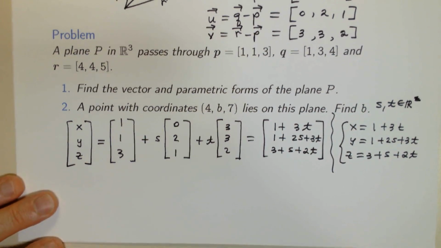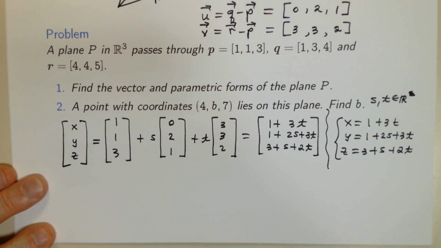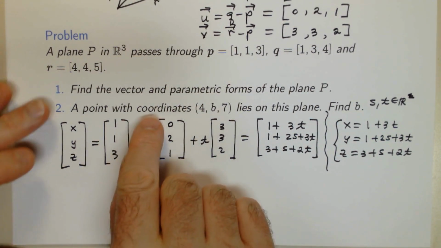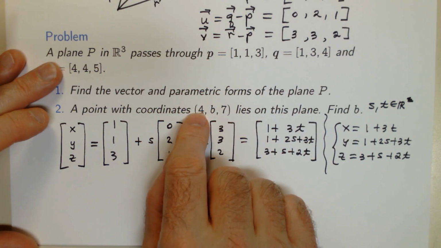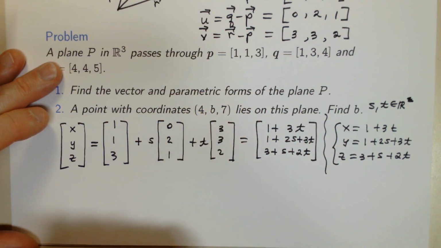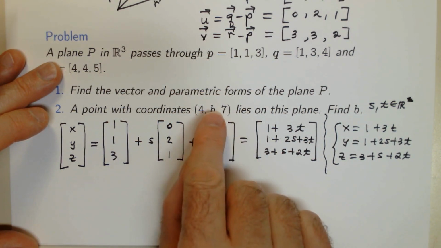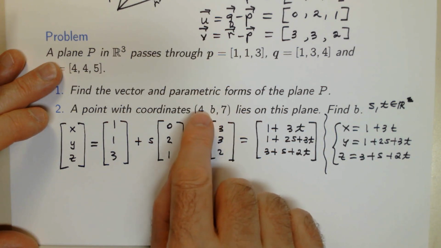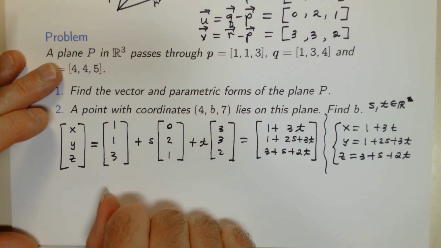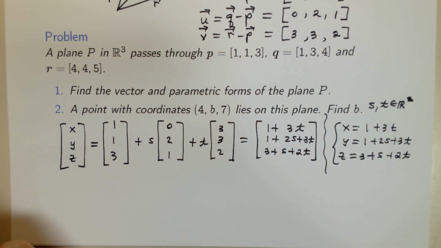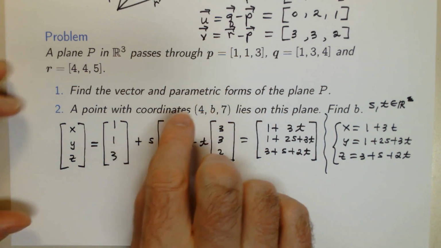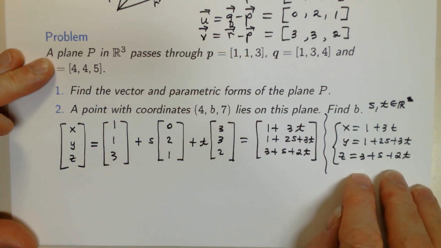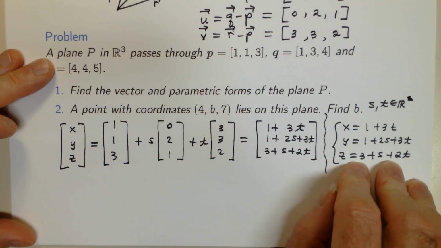Now let's go to part 2. This is where it gets fun. We know that there's a point on the plane of the form 4, b, and 7. What does that b have to be if we know that this is a point on the plane? Well, we had a situation like this with our line. What we can do is use our parametric form. That ends up being, I think, the simplest form to work with.